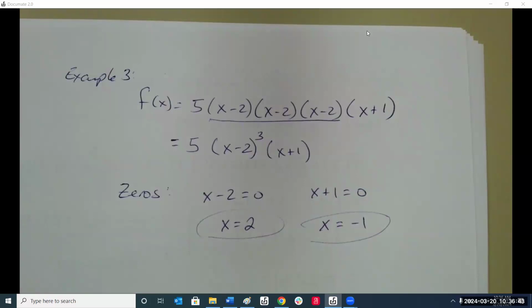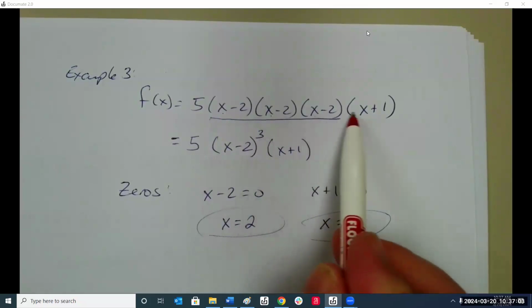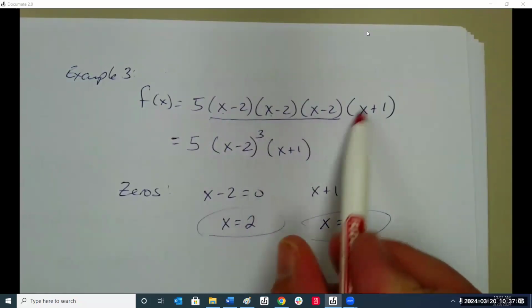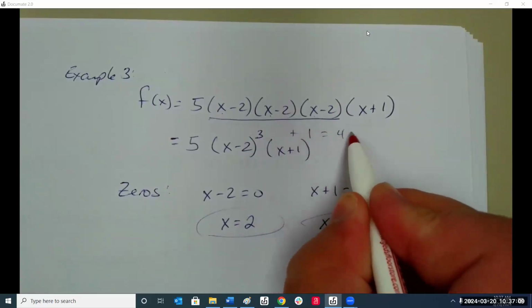What else can you tell me about this equation, this graph? If I asked you to sketch it, what would it look like? What's the degree? How many x's do we have? 1, 2, 3, 4. So the degree is 4. If we add the exponents, we get the degree.